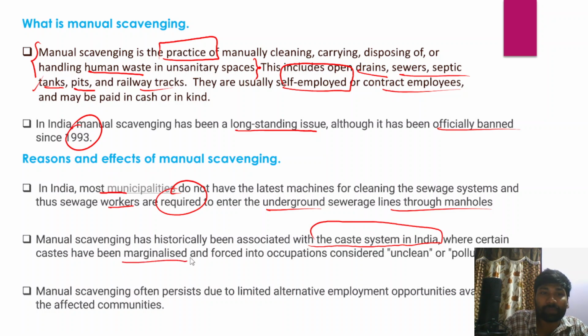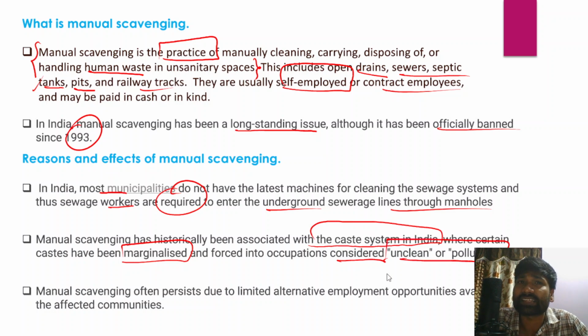So where certain castes have been marginalized, or there are certain castes which are considered as lower caste, they are very often being forced into occupations which are considered as unclean or even polluting. And this is the scenario in the majority of parts of our country, right? There are certain castes and also certain professions which are considered as unclean and polluting, and those castes would very often adopt such practices. And in fact, manual scavenging very often persists due to limited alternative employment opportunities, or due to the lack of employment opportunities. So that is a major problem.